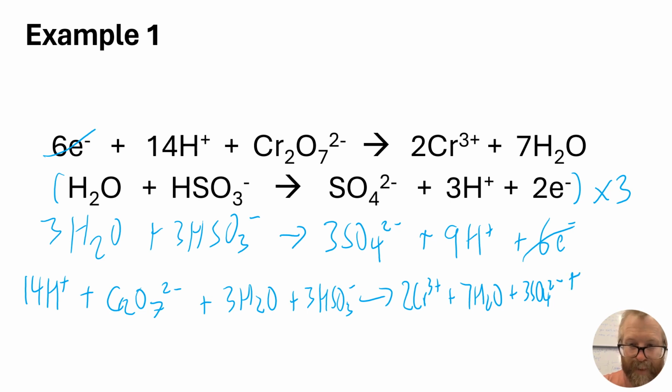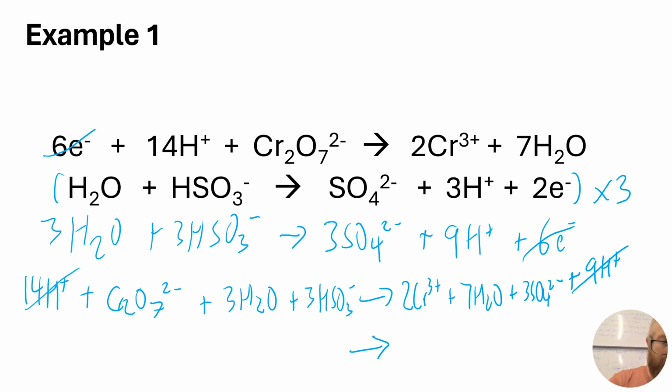Plus 9H plus. Okay, so I've got my products and reactants on the correct sides. And now the final step, I need to simplify. I've got 9 hydrogen ions on the right hand side and 14 on the left, so I can cancel them out and then take off 9 off there.